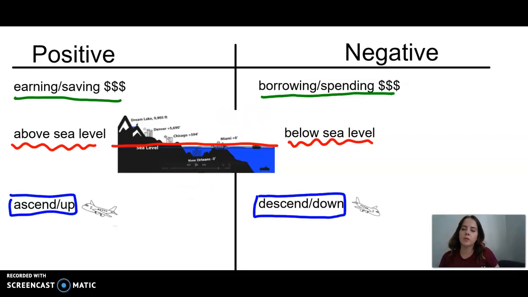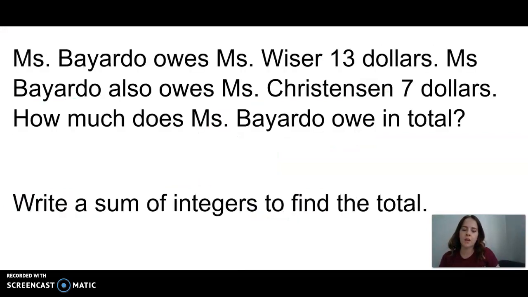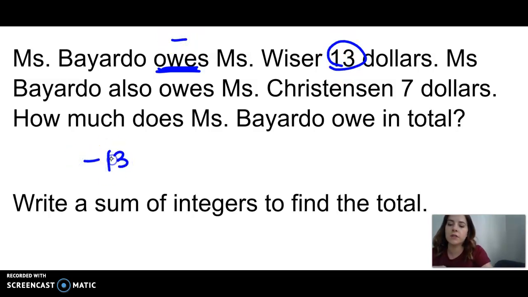So I have a couple of problems to go through with you. The first one says Miss Bayardo owes Miss Weiser $13. Miss Bayardo also owes Miss Christensen $7. How much does Miss Bayardo owe in total? So owing money is a negative integer. She owes $13, so that's negative 13. And then she owes another negative $7, so that's negative 7. And it says to write this as a sum of integers.